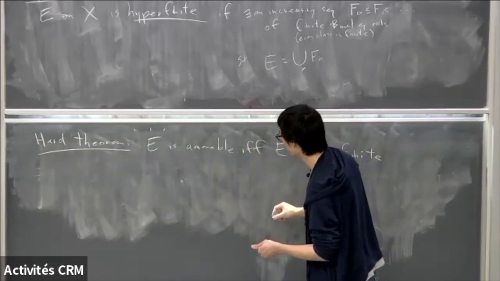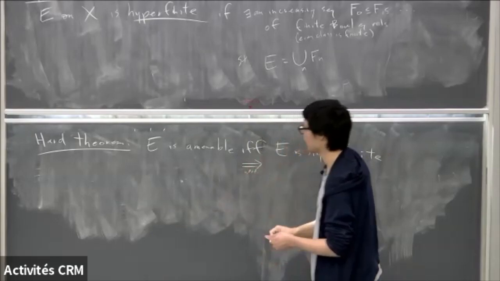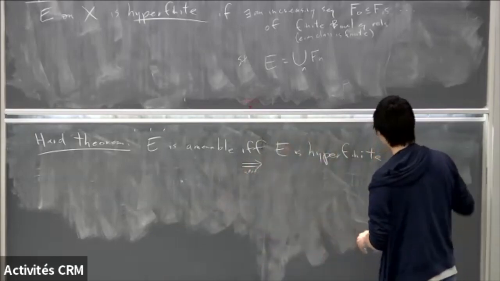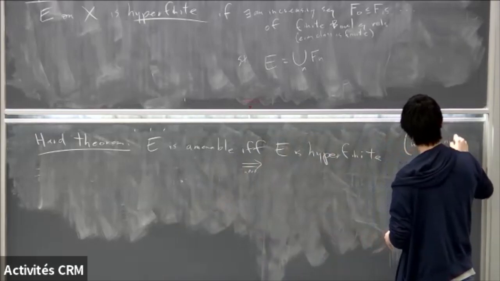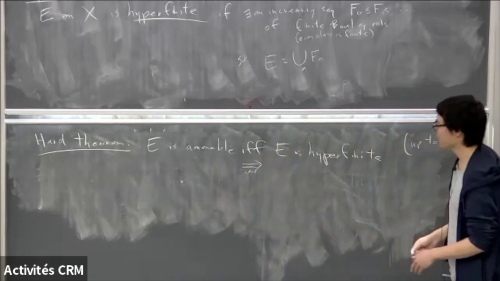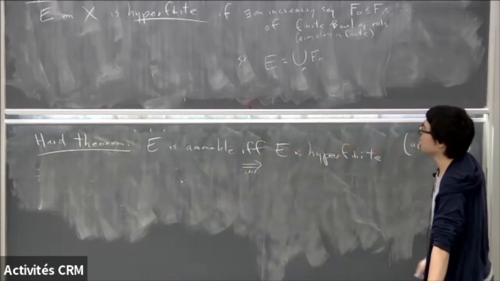I should mention almost everywhere. This is hard. Oh yeah, but everything is almost everywhere. True, these theories are up to null sets. Yeah, I would say this is false, but anyways, it's true. Okay.